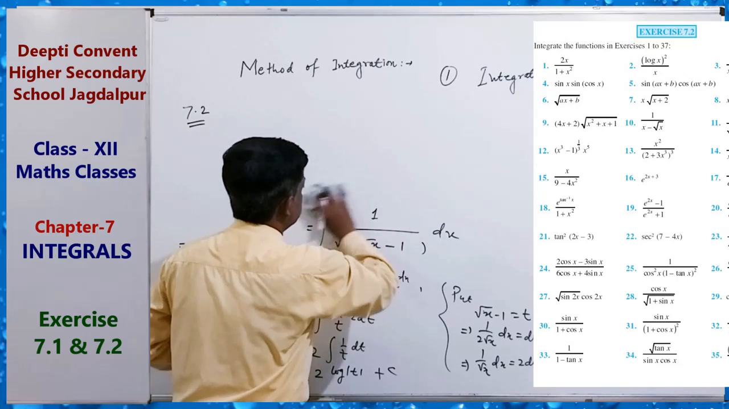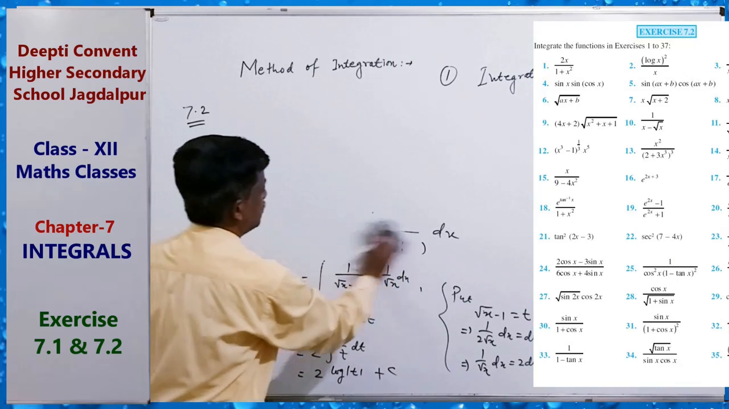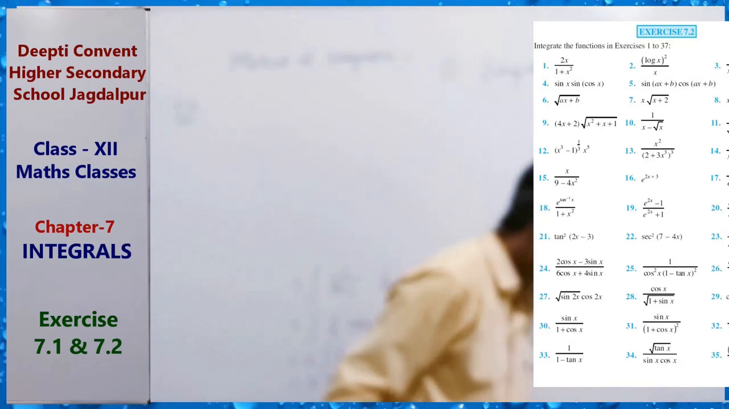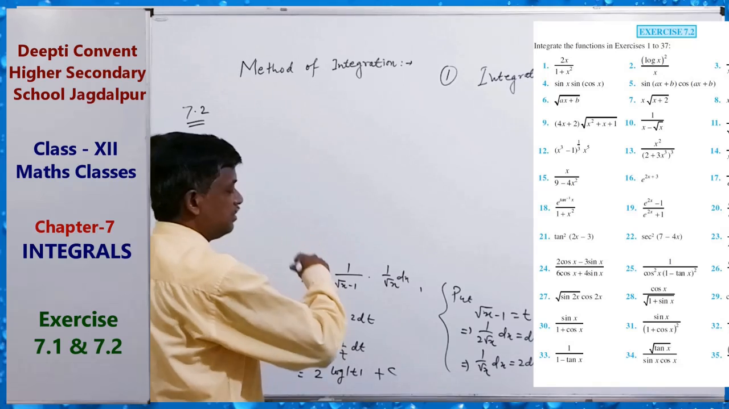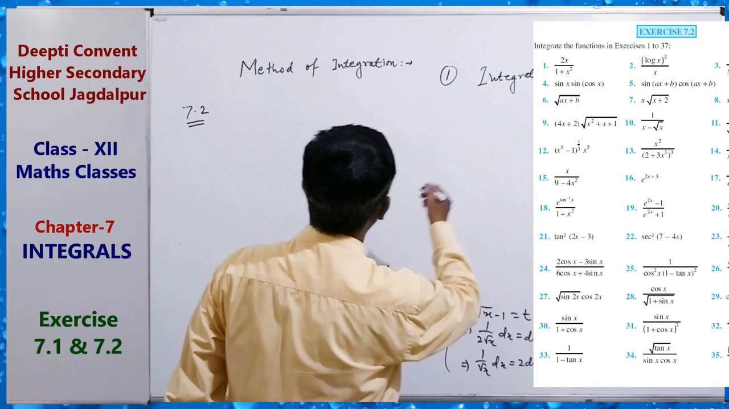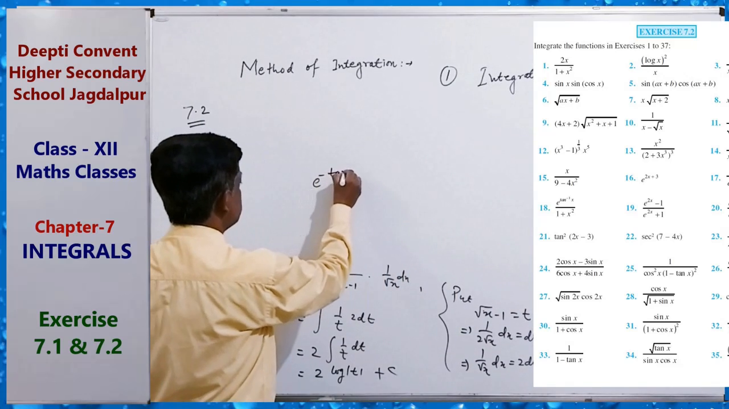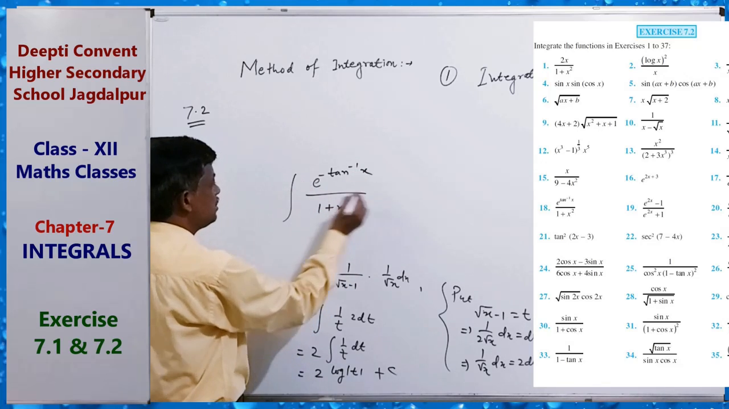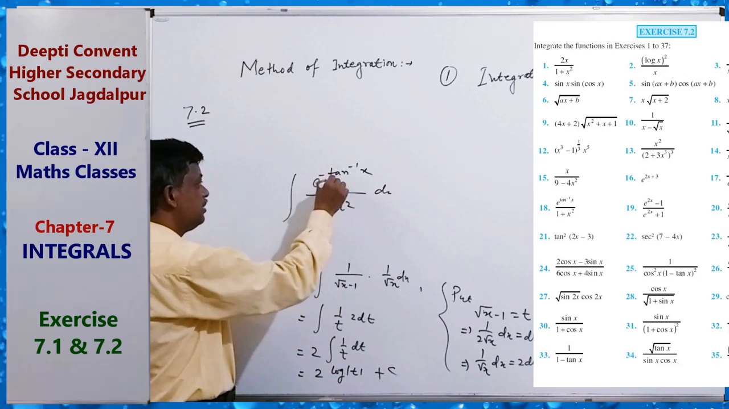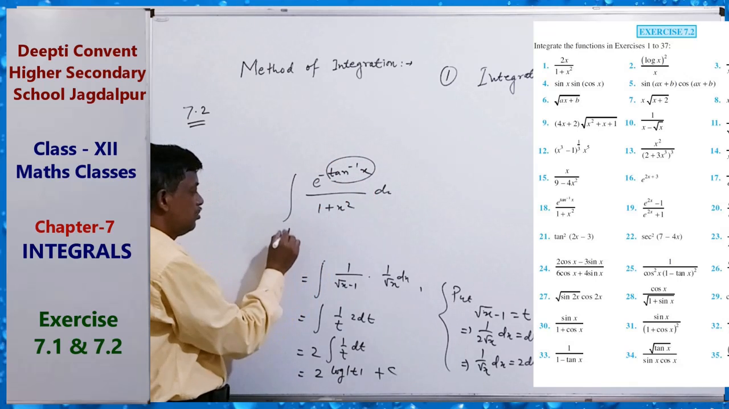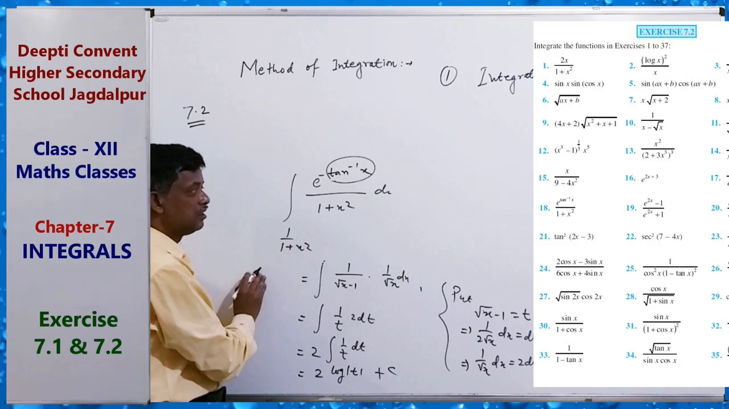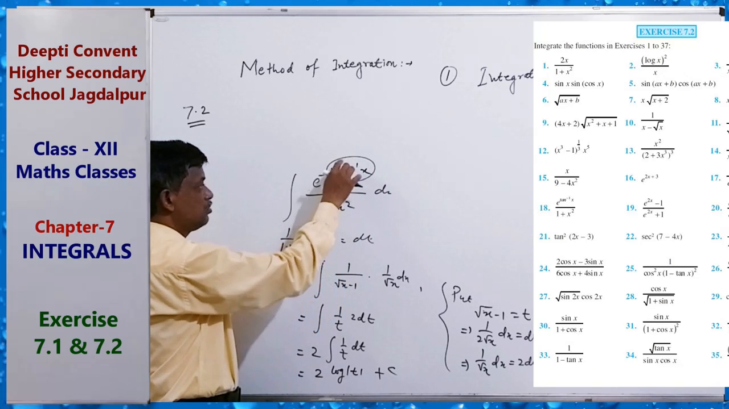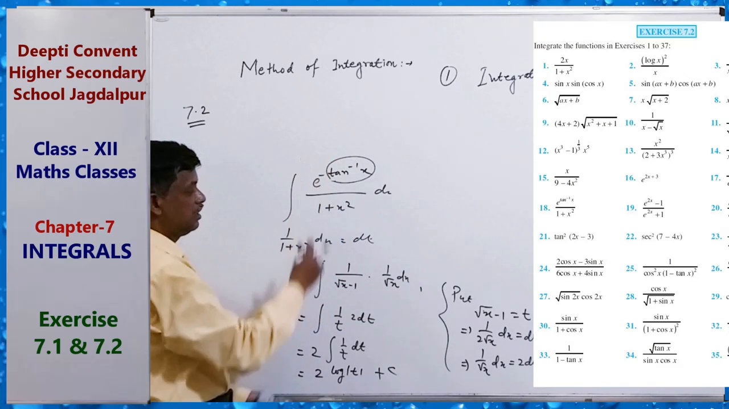Okay, so take a question, question 18: e to the power minus tan inverse x upon 1 plus x square. For integrating this, we know the derivative of tan inverse x is 1 upon 1 plus x square, so 1 upon 1 plus x square dx equals dt. So we can put this equal to t. You can solve it.